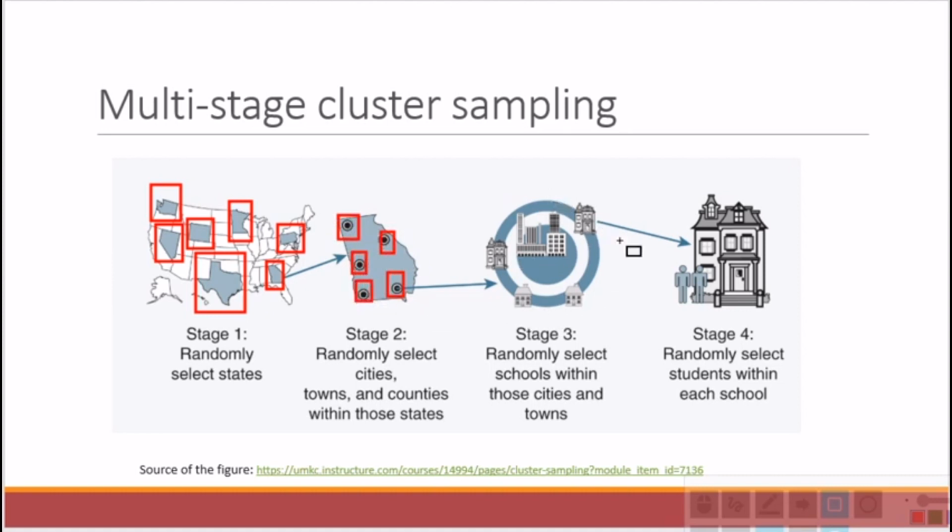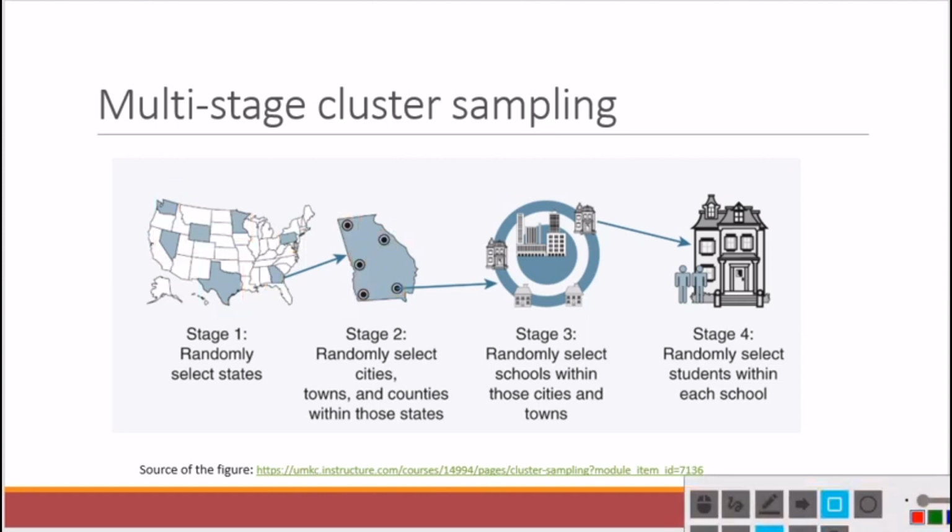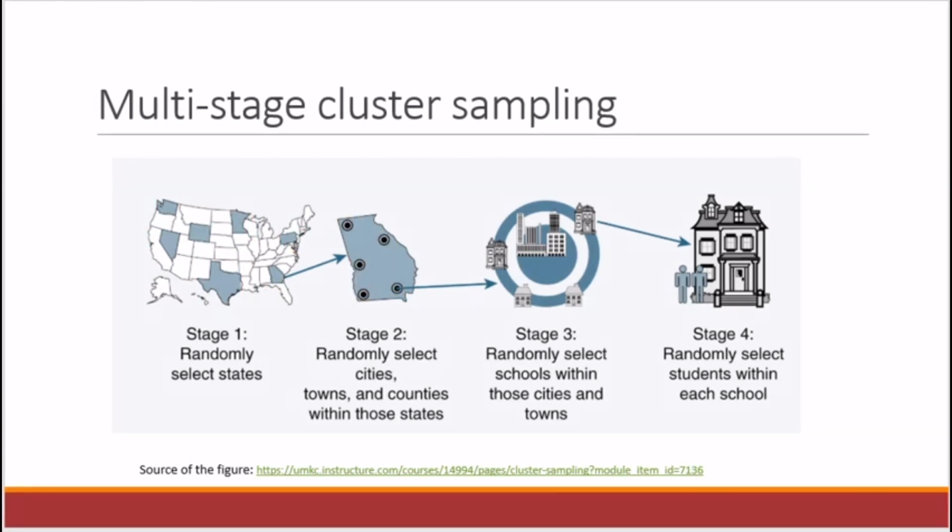The same thing happens, and in the final stage you're going to randomly select students within each school here. It's going to be the final stage. This is quite more convenient and gives you a chance to have a relatively representative sample of a large population, as large as a country like the United States of America.